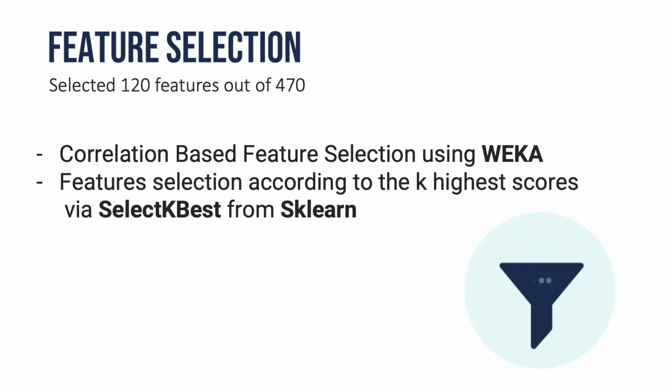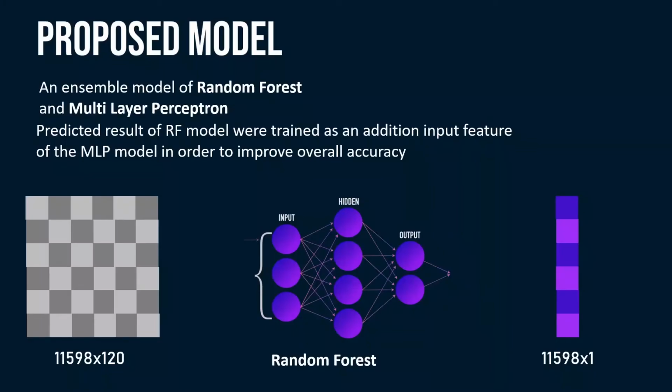Two methods were considered for extracting 120 features out of 470 from the dataset. One of the methods was correlation-based feature selection using Weka, and the other was feature selection according to the k-highest scores via the SelectKBest function from sklearn. That was all for this section. The following slides will be about the discussion of our proposed model.